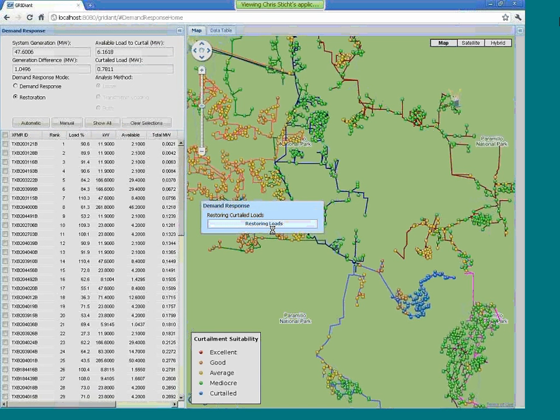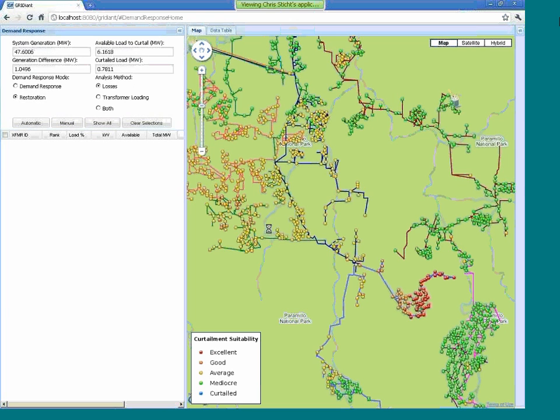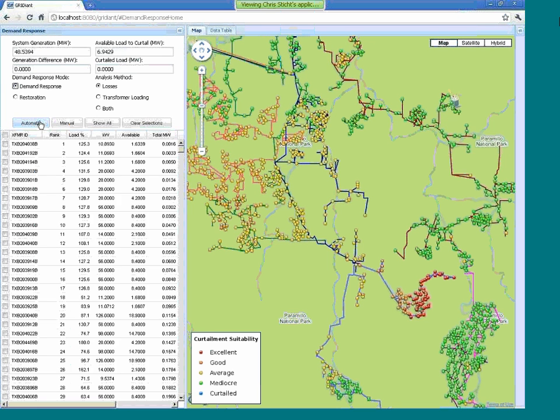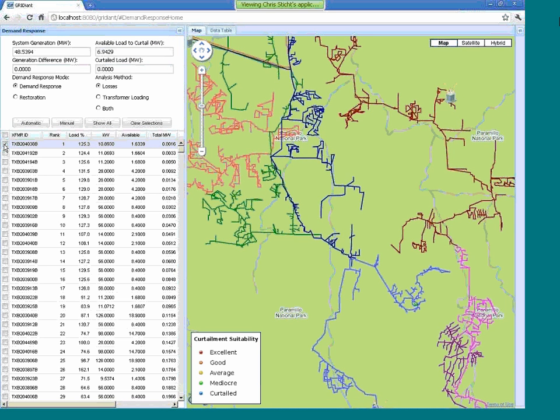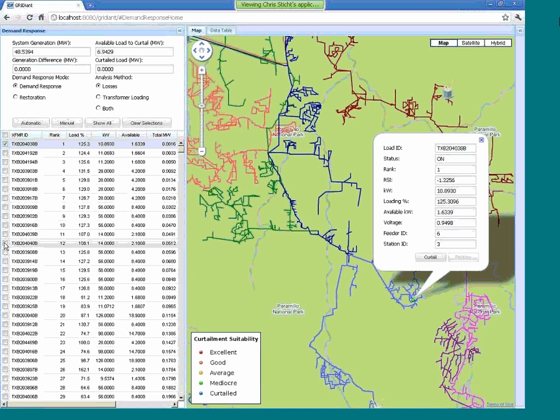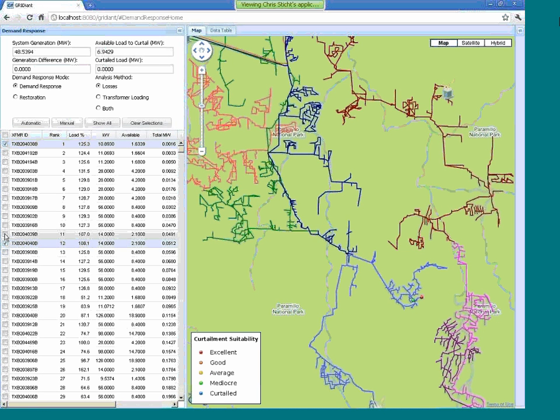And then another thing that this system does is, let's suppose that we want to just curtail certain amounts of load, and so what I can do is, let's suppose that I want to curtail this customer up through this customer. So if I select all these customers, I can pick and choose which customers to curtail.